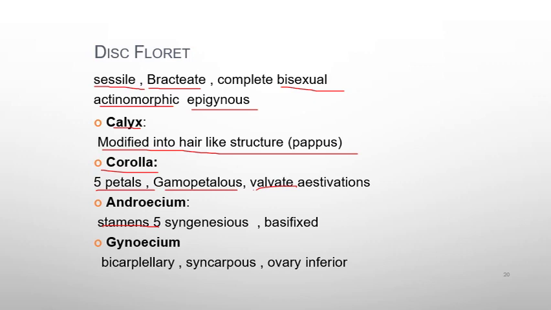So next is the gynoecium. The gynoecium consists of 2 carpels, so it is bicarpellary. These 2 carpels are fused together, so they are syncarpous, and the ovary is inferior. As you already know, in the disc floret, the position of the ovary is epigynous, so the ovary is inferior in this case.